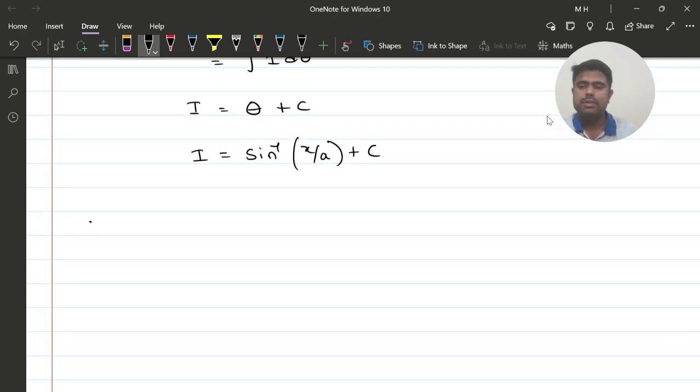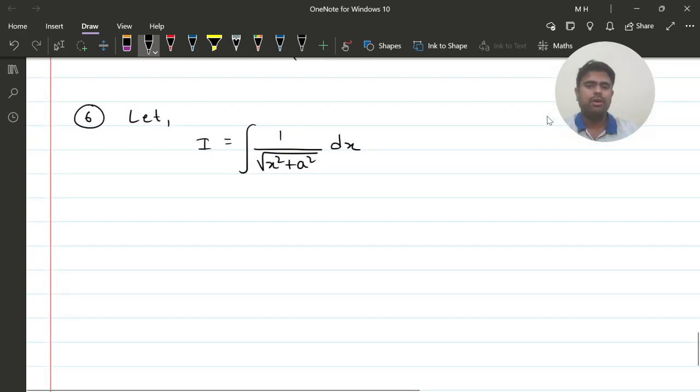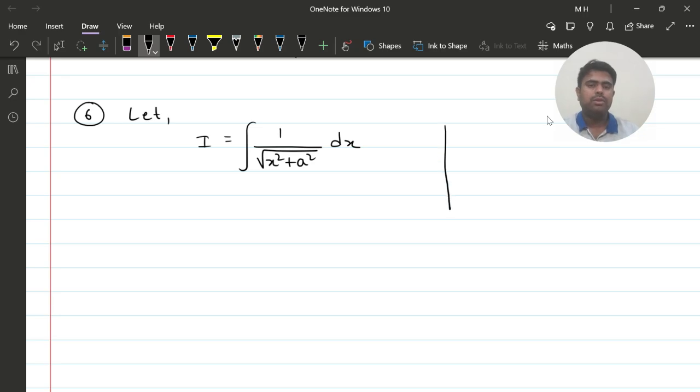Okay, the sixth one. Let I be equal to the integral of 1 by x root of x square plus a square dx. I had said that when x square plus a square comes, you take x equal to a tan theta, and it will simplify by itself. So I will just put x equal to a tan theta. If you differentiate, you will get dx equal to a sec square theta d theta, right?